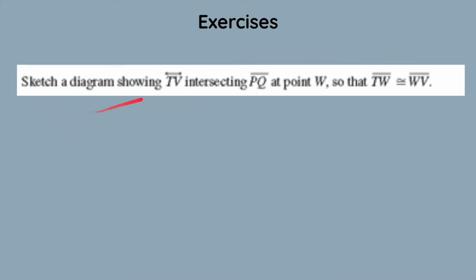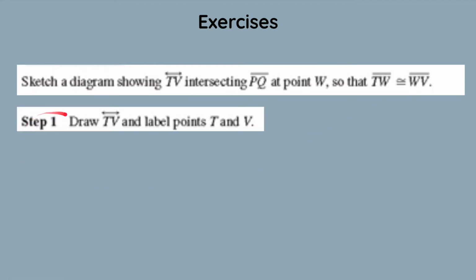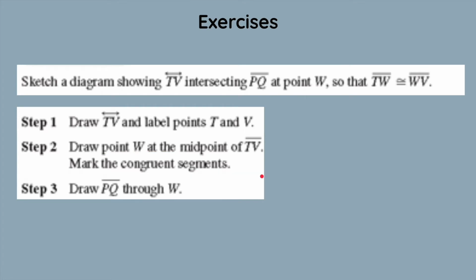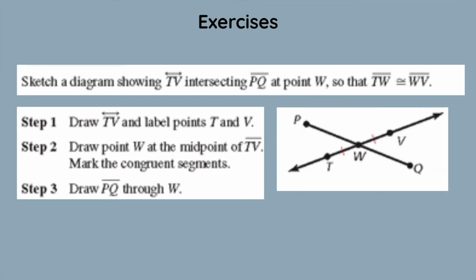Next, sketch a diagram showing line TV intersecting segment PQ at point W so that line segment TW is congruent to line segment WV. Our first step is to draw TV and then label the points T and V. Our second step is to draw point W at the midpoint of TV. Then you're going to want to mark the congruent segments with the 2 tick marks. Step 3 is draw PQ through W. And this is your final product, what it should look like.